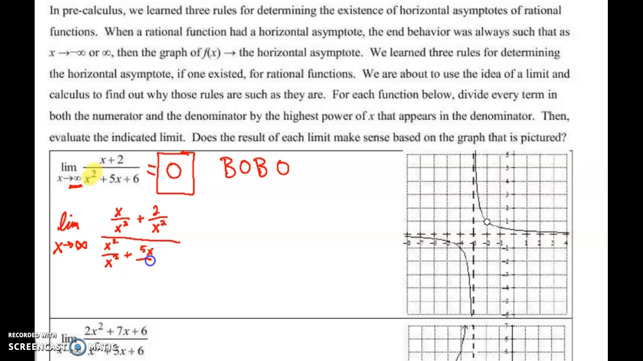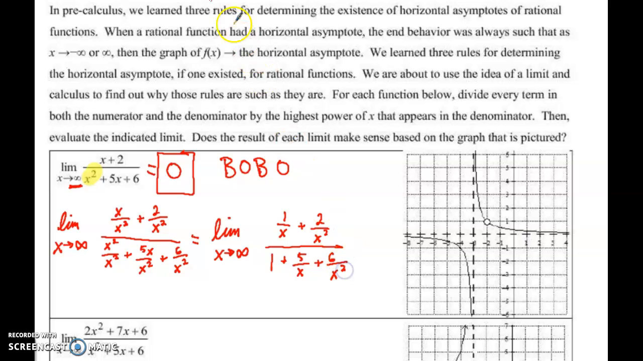I hope all of you are sitting there and thinking that this is okay to do as long as you divide everything by the same thing. It's okay. So we can clean this up a little bit. x over x squared, that's 1 over x. Can't really clean that up, 2 over x squared. x squared over x squared is 1. 5x over x squared is 5 over x. And you can't really change this.